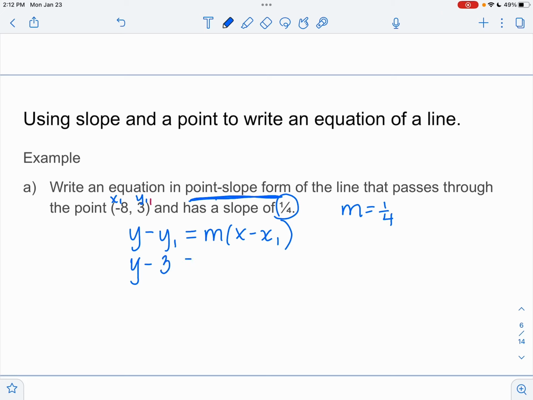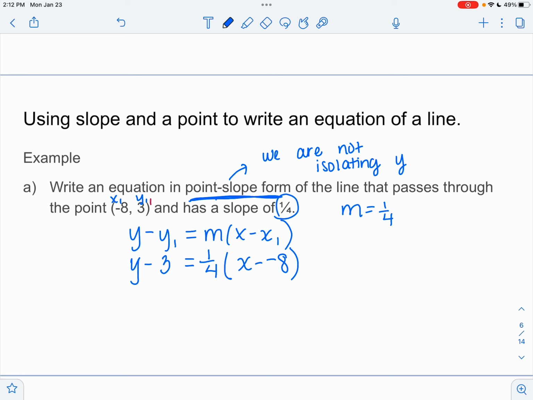y1 is 3. m is 1/4, and x1 is -8. So be careful. The formula has a minus sign, and x1 is -8. So we'll have x minus -8. We should simplify that a little bit. So remember, point slope form, if it says that, we are not, and you might want to write this down, we are not isolating y if it says point slope form.